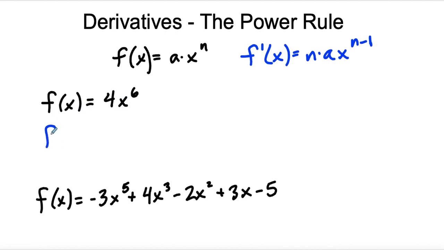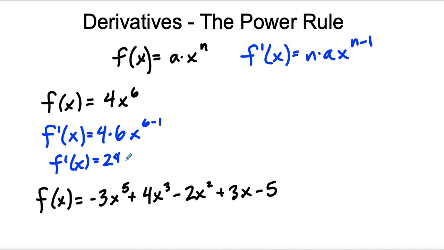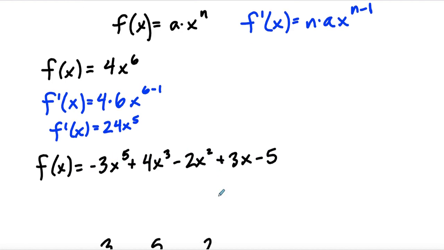So in this first case, let's just do a very simple one with whole numbers, and we're going to take that 6 down front, so it becomes 4 times 6, and then I subtract 1 from the exponent. So my final answer on this first one is just going to be 24x to the fifth. Okay, now, when it's a polynomial, you just apply the power rule to each part of the polynomial, and you'll get your answer.